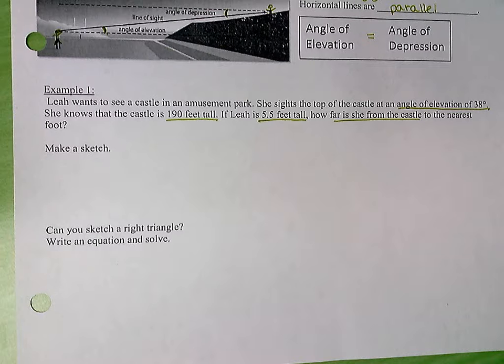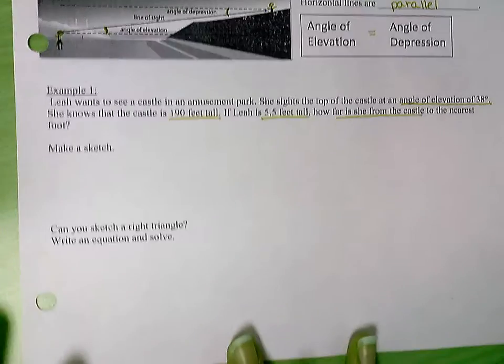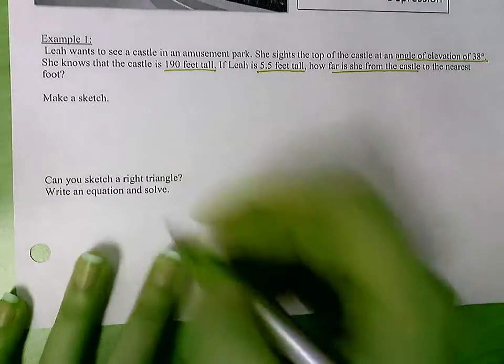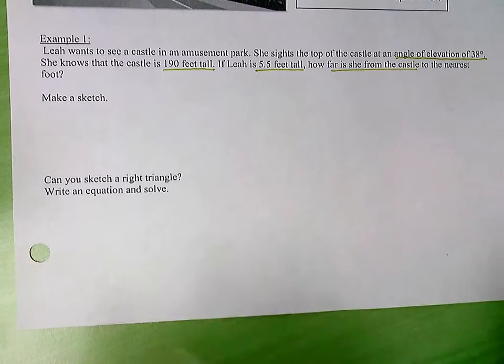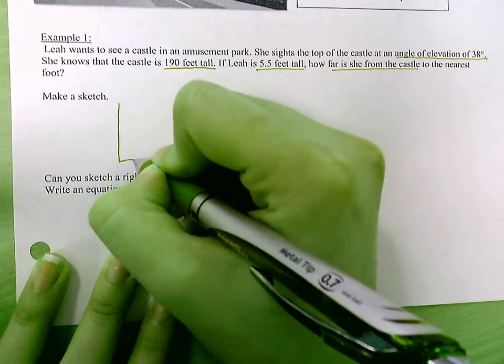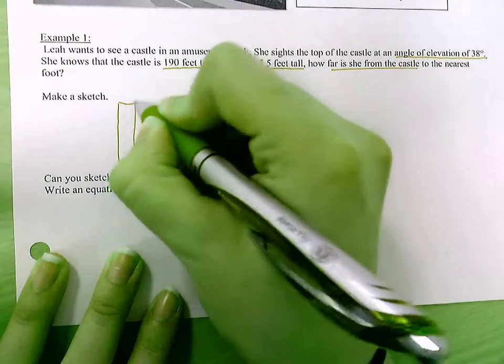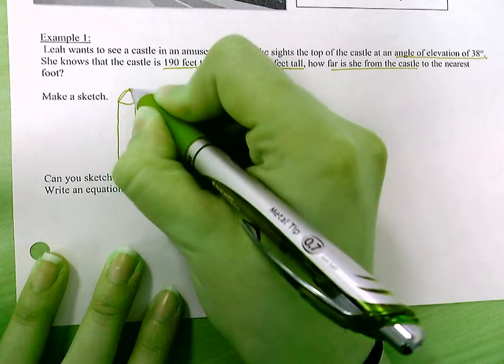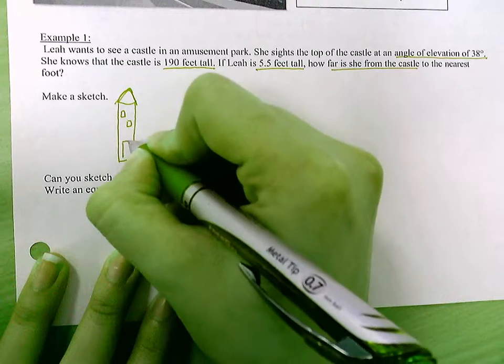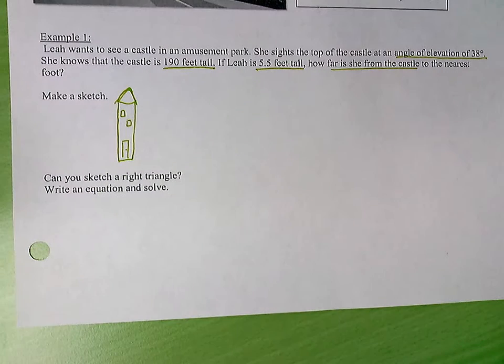My next step, I want to make a sketch or draw a picture. So I know I need a castle because that's what she is looking for. Now your castle doesn't even have to be anything elaborate. It could just be a line if you want it to be. But here's my castle. There's a door. Good enough.